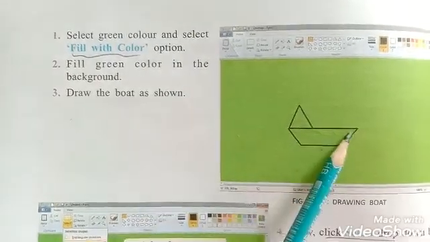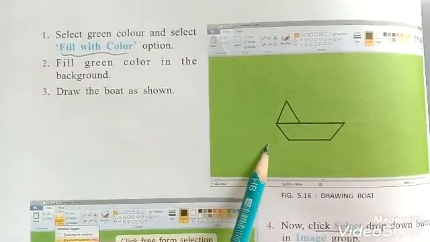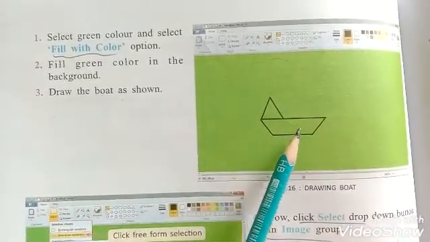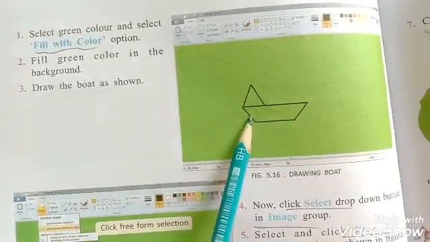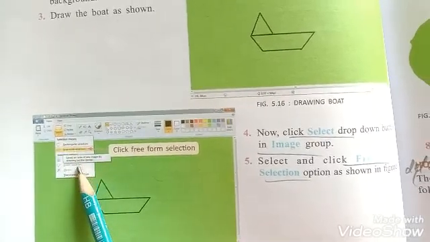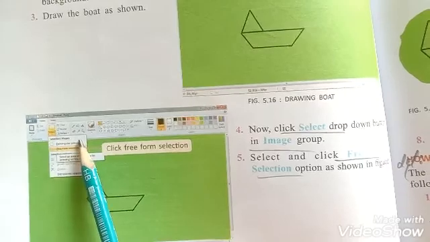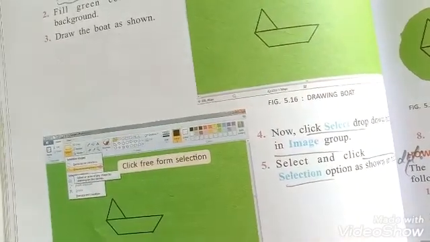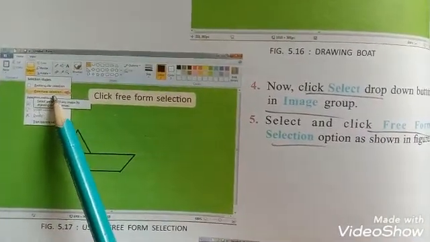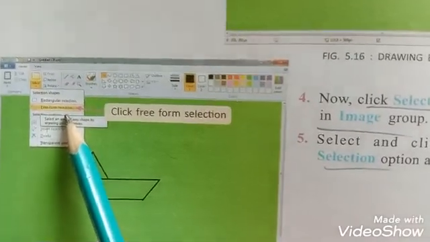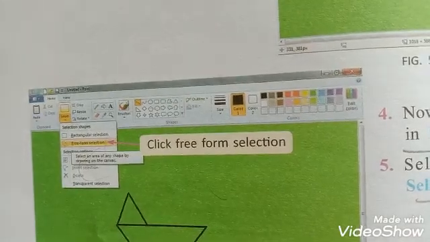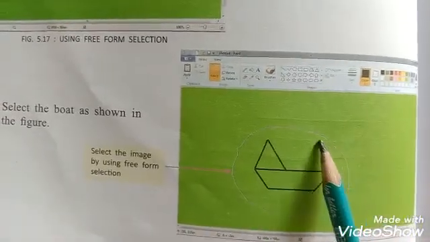First, select green color and select the fill with color option. Fill green color in the background like this. Draw a board as shown. Now click select. A drop down menu appears in the image group. Select and click the free form selection option as shown in the figure. Select the board.